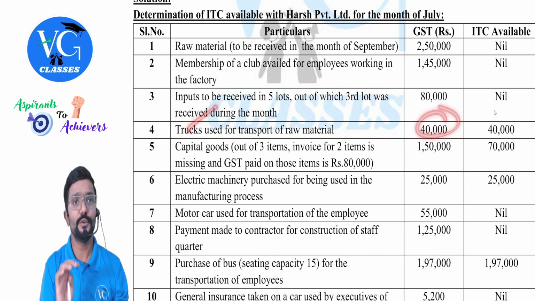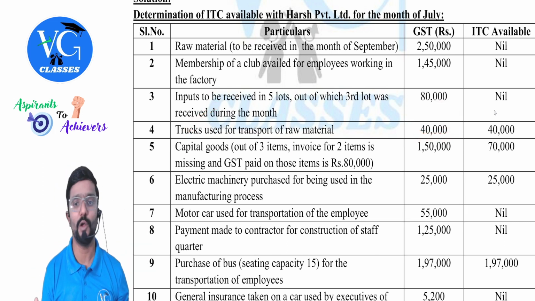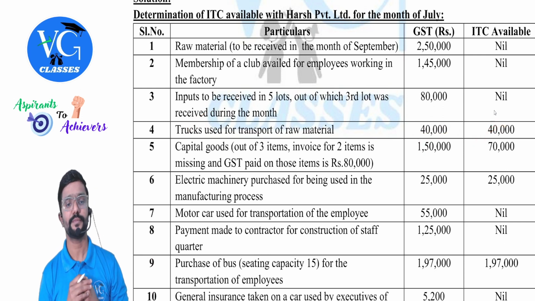Next, trucks used for transport of raw materials, 40,000. Guys, trucks used for transportation of goods. Is credit blocked? No, credit is not blocked. That means it is available.